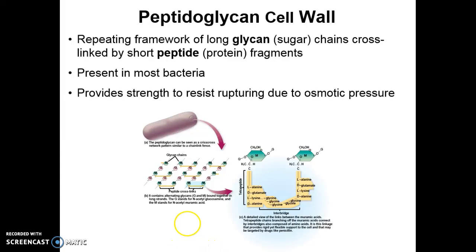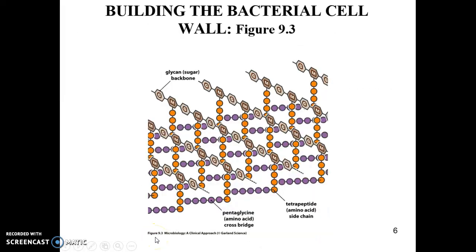And here's a very basic diagram of the repeating framework of the cell wall. So you have alternating links of this G and M. The G stands for N-acetylglucosamine, while the M stands for N-acetylmuramic acid. These are going to be the repeating framework, and then they're going to be cross-linked, you see here with the yellow bars, with the proteins.